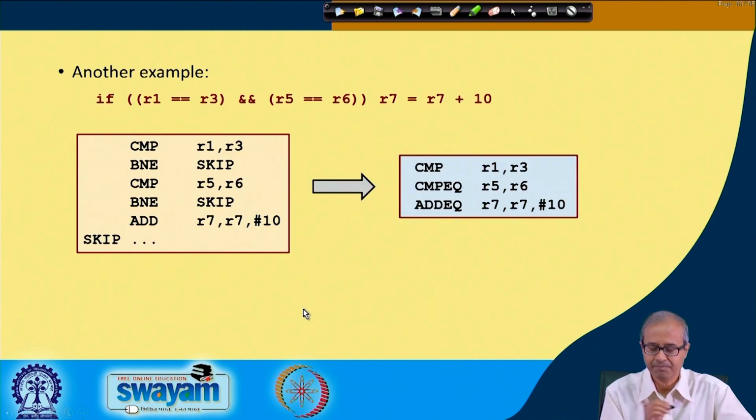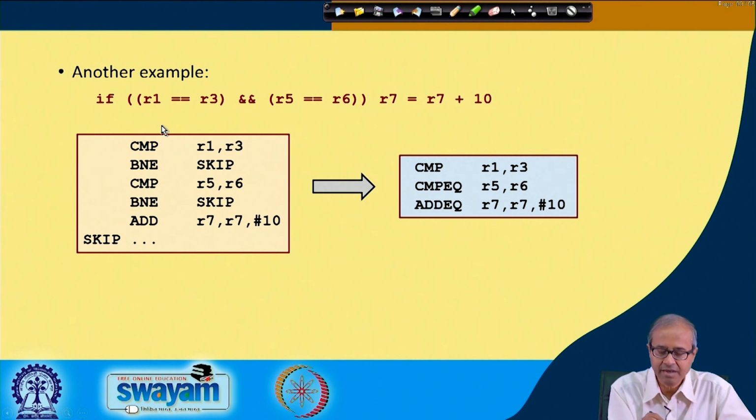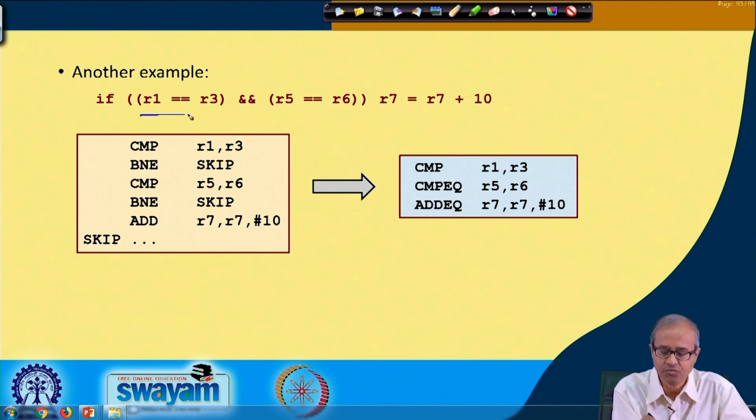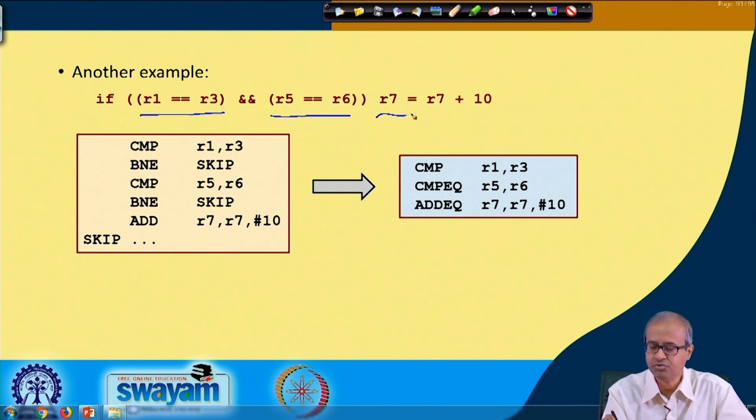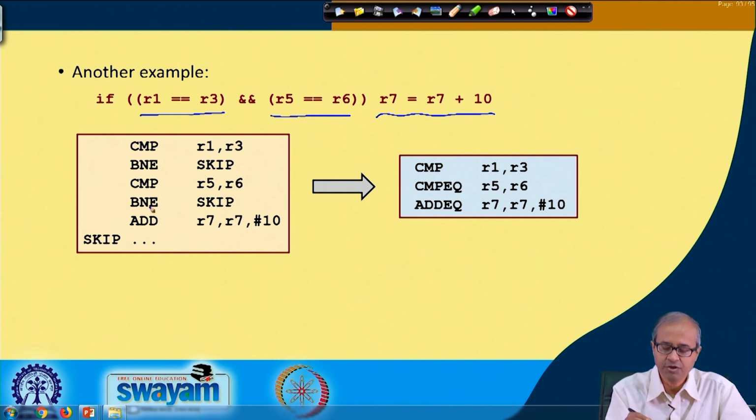Let us take another example. Here we are checking for 2 conditions together. Let us say I have a case like this: if R1 equal to R3 and R5 equal to R6, then you do some calculation. This is the conventional approach. You first compare R1 and R3. If they are not equal, you can straight away skip, that means you do not have to do it. Then you check the next condition, R5 and R6. If they are not equal, then you go to skip, otherwise you add.